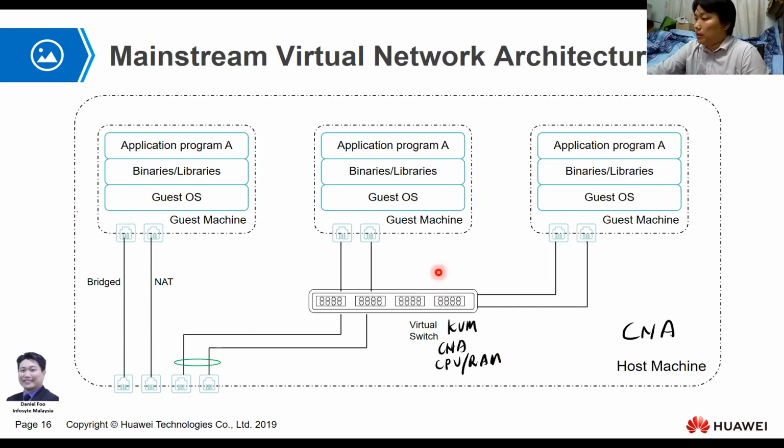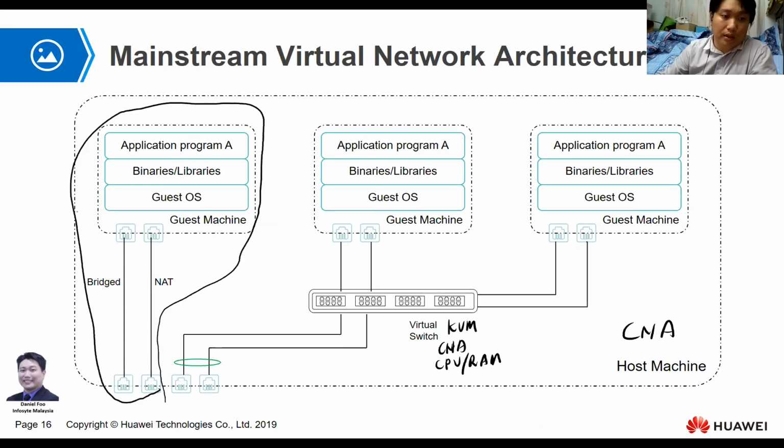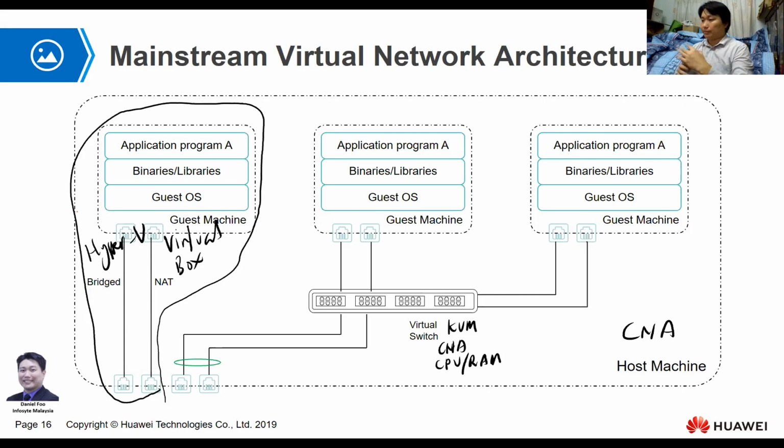For your CNA node connection, sometimes you can provide direct connections to the virtual machine, if you are running on a hosted network, for example VirtualBox, and they can provide bridge and NAT connection directly from Hyper-V. But if you are running on Huawei CNA, we will require a virtual switch at least.